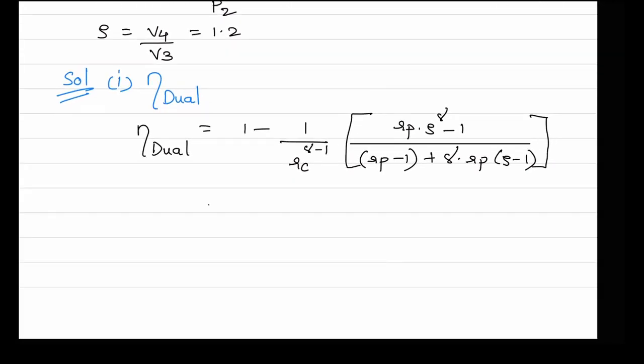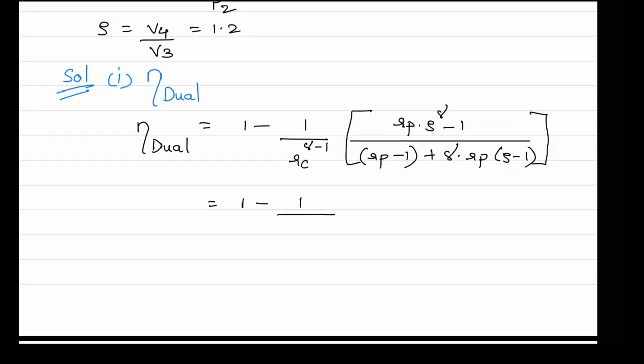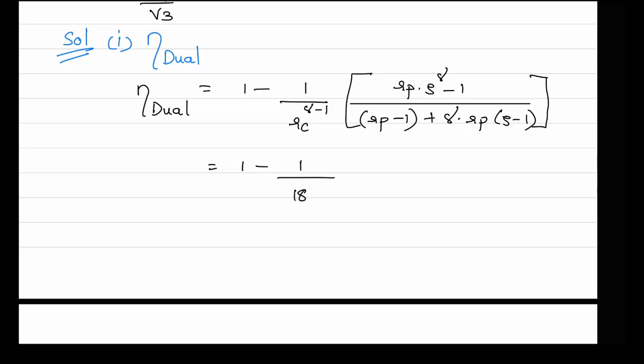So 1 minus 1 upon RC, compression ratio, it is given as 18. So 1 minus 18 raised to gamma minus 1. Gamma for air is 1.4. So you have to assume this value. Like if you want, you can note it down here. Assume gamma equal to 1.4 for air.